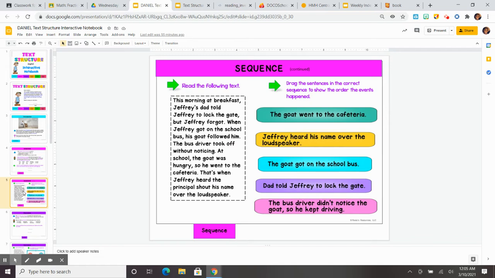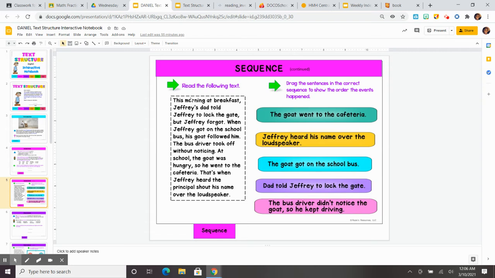The next text structure, well, hold that thought. We're still focusing on sequence on the next slide. It says read the following text, drag the sentences in the correct sequence to show the order the events happened.